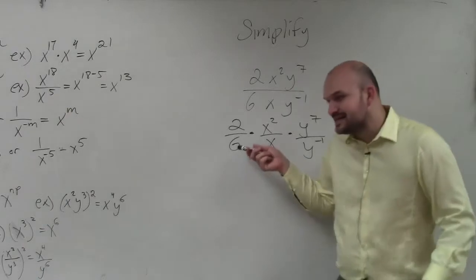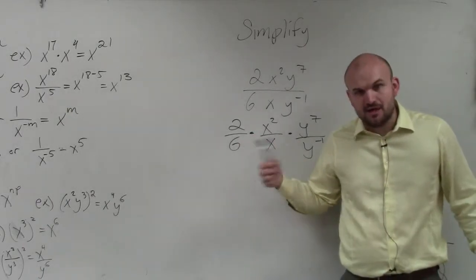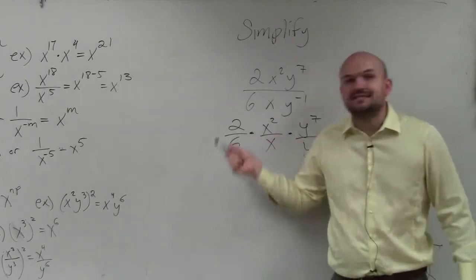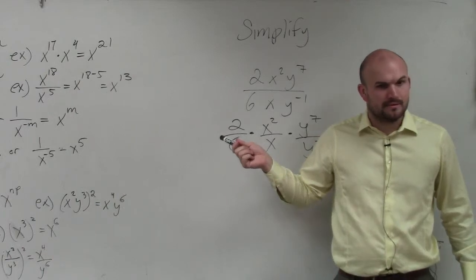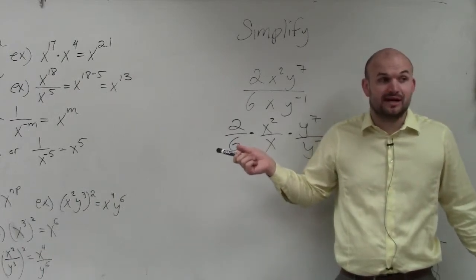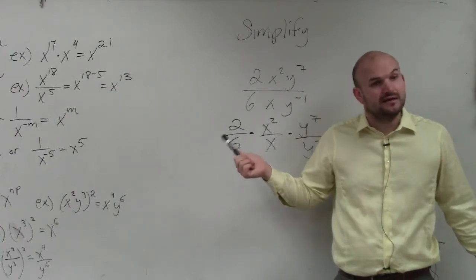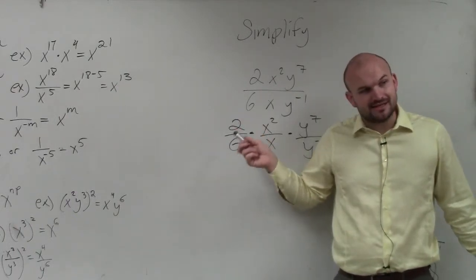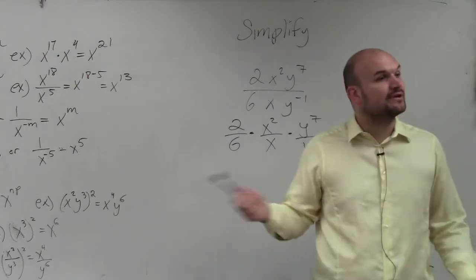So this says 2 divided by 6. How many times does 6 divide into 2? Doesn't go in there any times, right? Well, it does go into there, it just doesn't go into there evenly. So if I was going to rewrite this, can I reduce this?